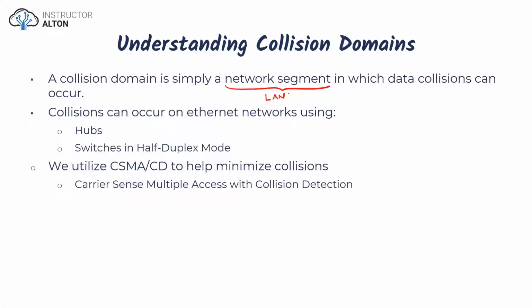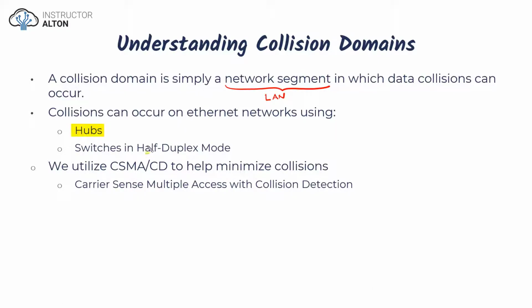So specifically, a collision on a local area network where, let's say, we have multiple different devices on that network and they're sending and receiving data at the same time, where data is potentially colliding on the network and becoming corrupted, that can occur when we're utilizing a hub or a switch in half duplex mode.